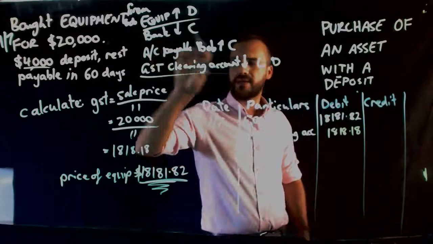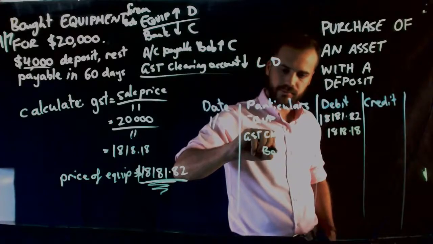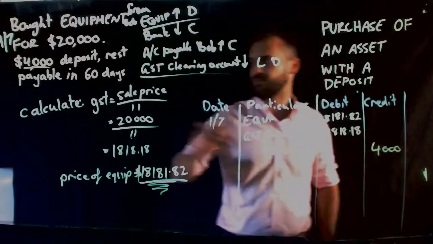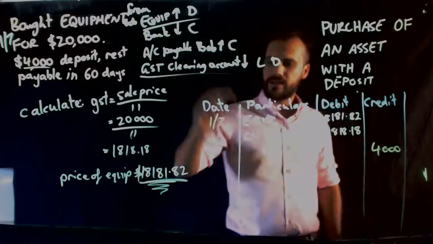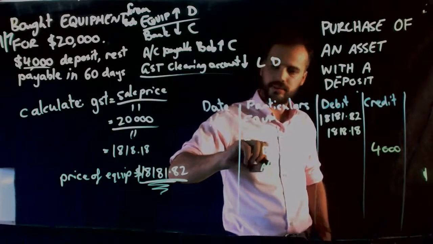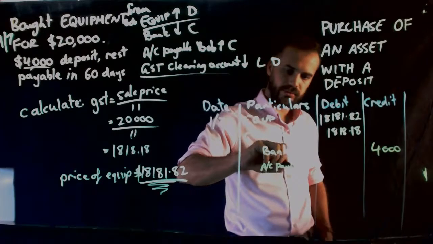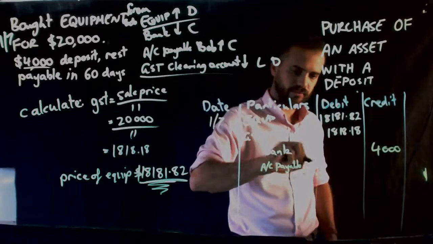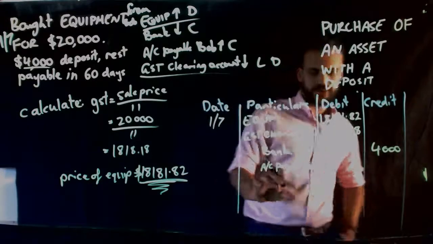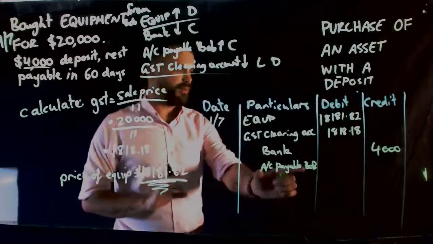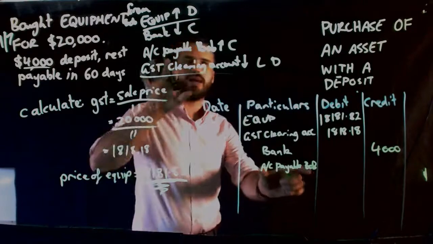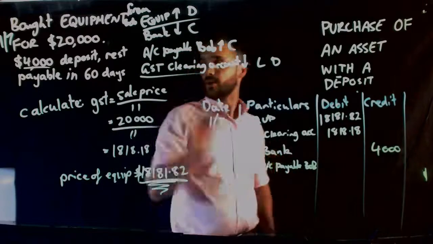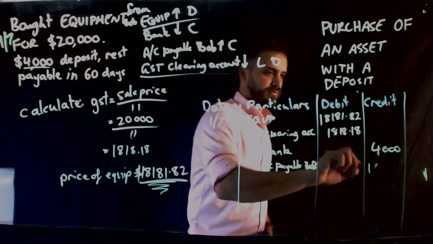Now the other two, credits. Our bank has gone down by $4,000 because we paid a $4,000 deposit, and our accounts payable to Bob. Sorry, I know that's not very legible. Our accounts payable to Bob has gone up. It's a liability, so it's a liability going up of $16,000.